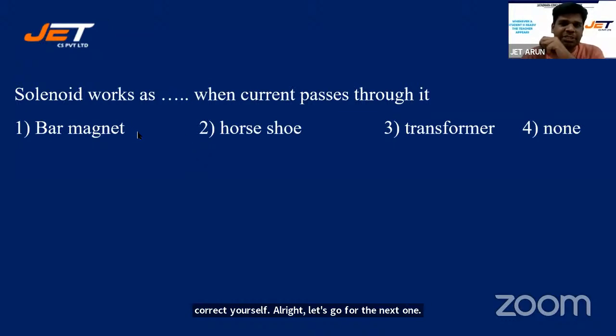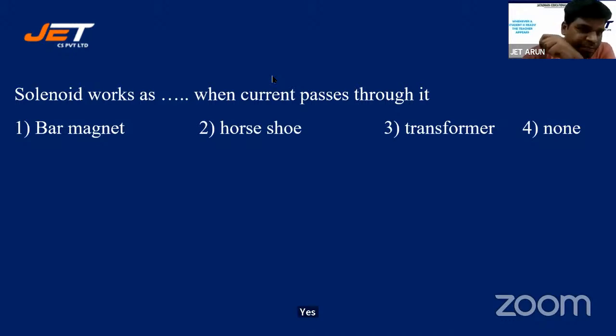Solenoid works as dash when current passes through it. We get an identical magnetic field as that of bar magnet, horseshoe, transformer, or none. Yes, Bhavna, Gayatri, Gautami. Yes, Riya. Right, Saivardhan. Excellent. But there are wrong answers as well.